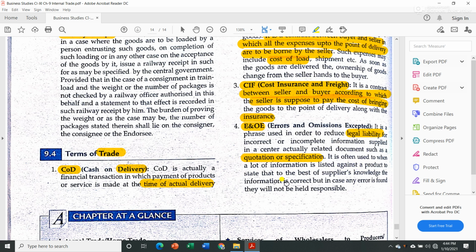It is often used when a lot of information is listed against a product, to state that to the best of the supplier's knowledge the information is correct, but in case any error is found they will not be held responsible. If you have mentioned that in the specification, the seller will not be held responsible. That is why this is known as errors and omissions excepted. It is like saying that if there is anything we have forgotten to mention in the specification or quotation, then we, the seller, are not held responsible.